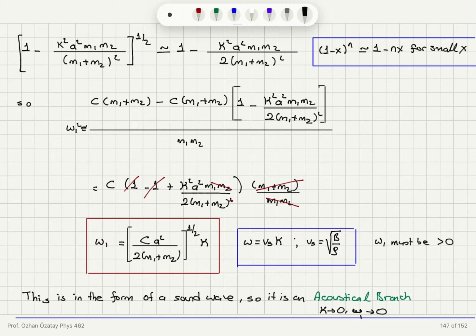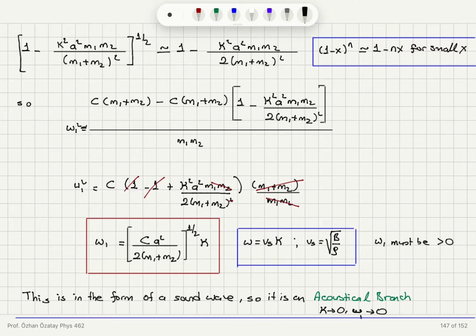Okay, so in C (m1 plus m2) in parentheses, I will obtain 1 minus 1 plus k square a square m1 m2 divided by 2 (m1 plus m2) square, divided by m1 m2. The plus 1 and minus 1 will cancel, the m1 m2's will cancel, and m1 plus m2 will get rid of one of the squares. Therefore, for omega 1, I obtain the square root of C a square divided by 2 (m1 plus m2), multiplied by k. Because this was omega 1 square, I have taken the square root.